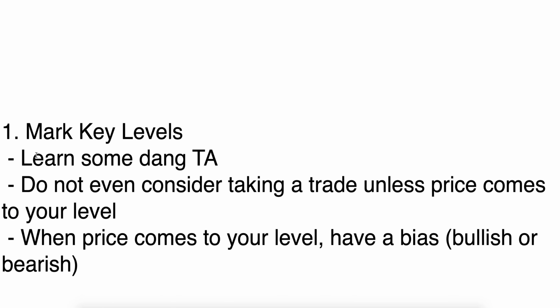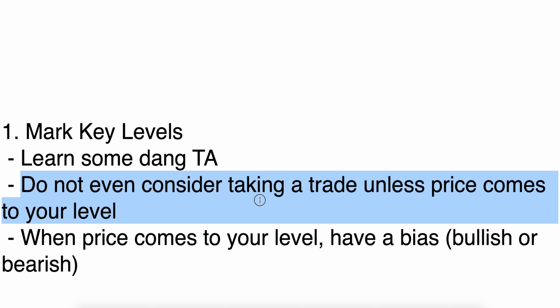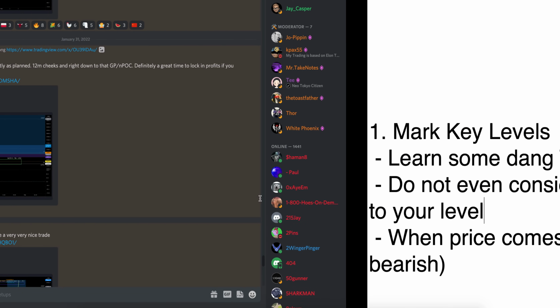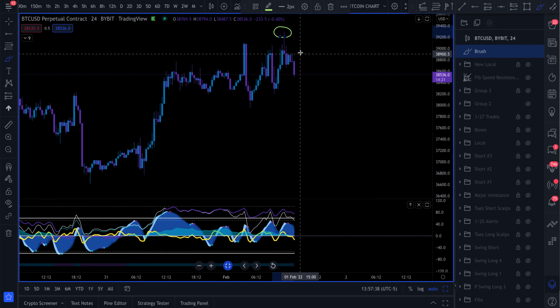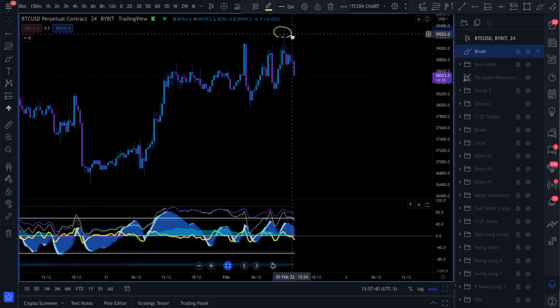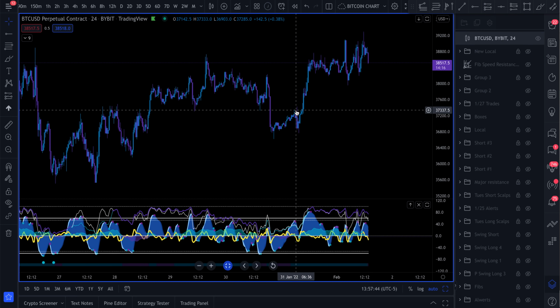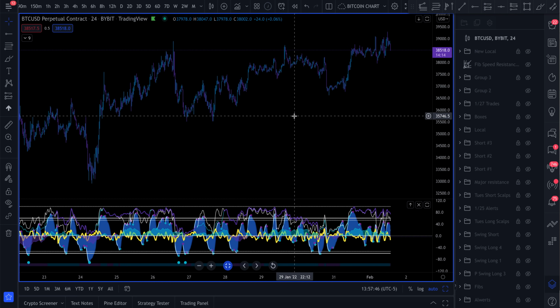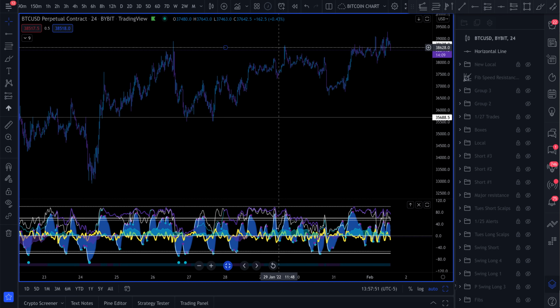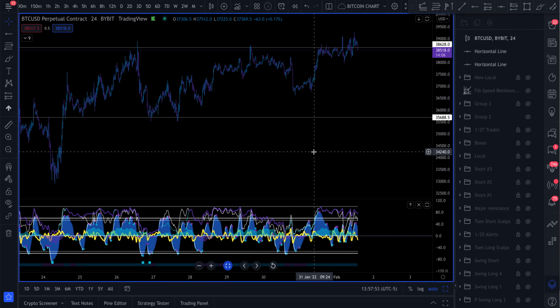Now, after you mark a level, you need to promise yourself that you will not even consider entering a trade unless price comes to that level. So I know I'm going slow if you already kind of know this, but here's what we need to do. We need to come to the charts. We need to mark out clear lows, mark out very clear highs, and then we need to tell ourselves, I am not even going to think about entering a trade until price comes to the level that I have painstakingly calculated through my technical analysis.